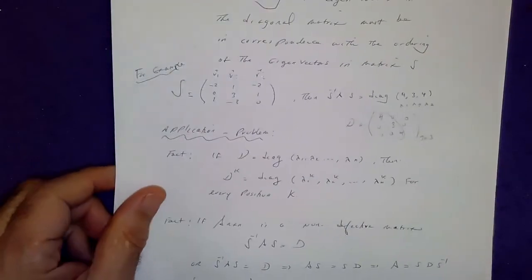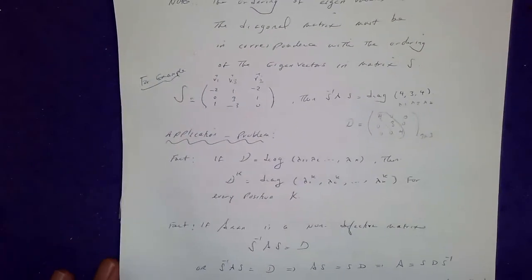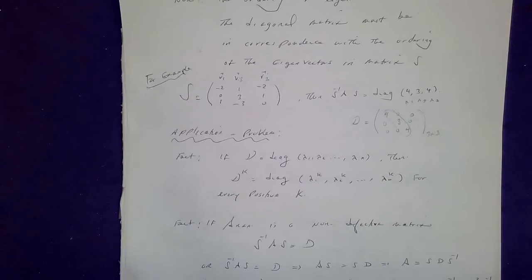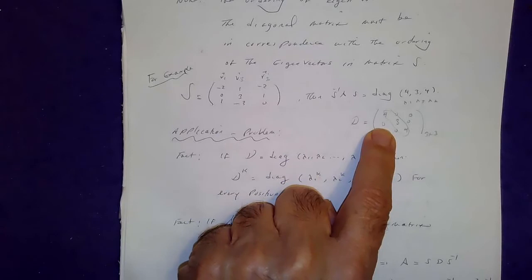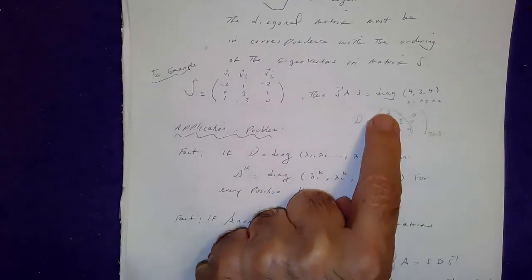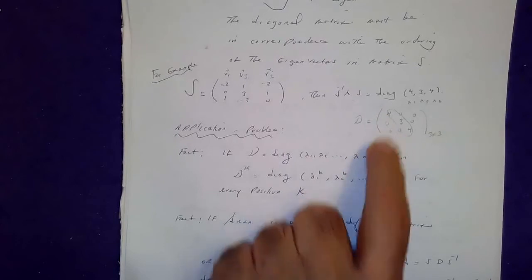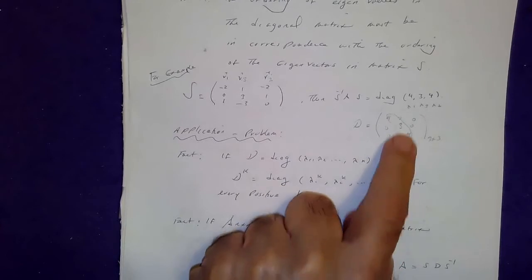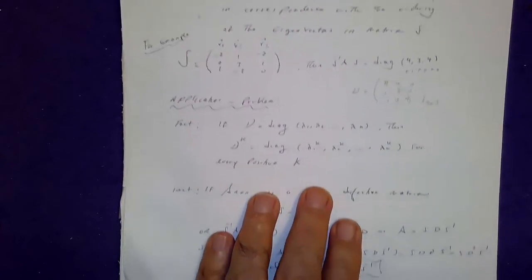So what would be the application of a matrix which is diagonalizable? Well, it turns out if you raise a diagonal matrix to any power, all you have to do is raise those eigenvalues to that power, because everything else is 0.